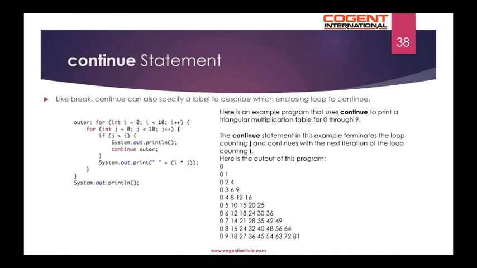Like break, continue can also specify a label to describe which enclosing loop to continue. Here's an example program that uses continue to print a triangular multiplication table from 0 through 9. The continue statement in this example terminates the loop counting j and continues with the next iteration of the loop counting i. Here is the output of this program.